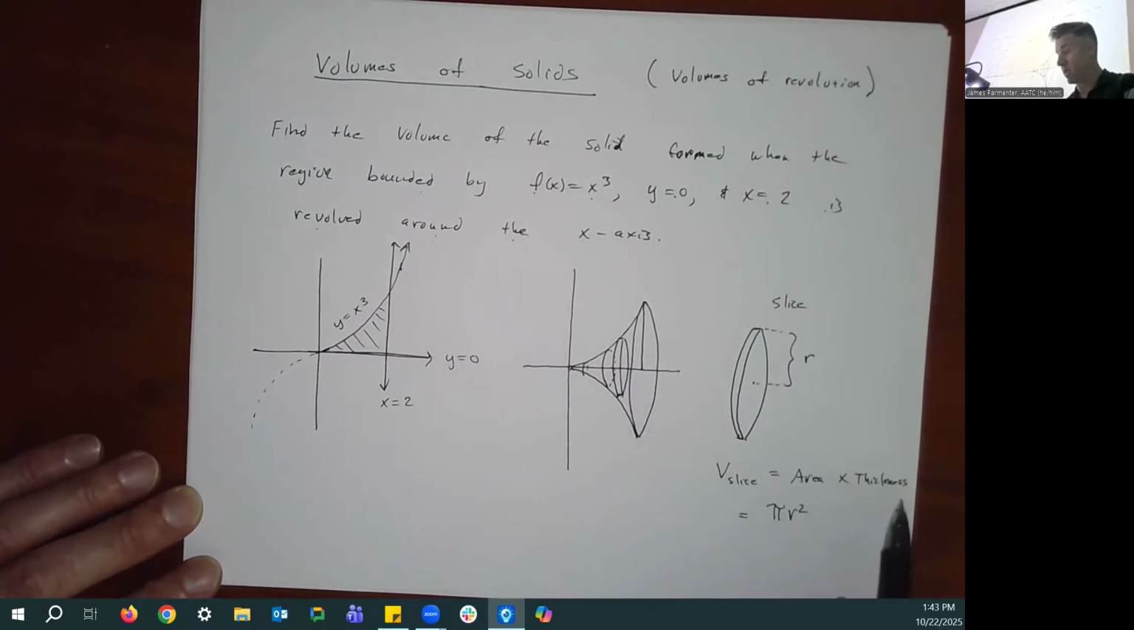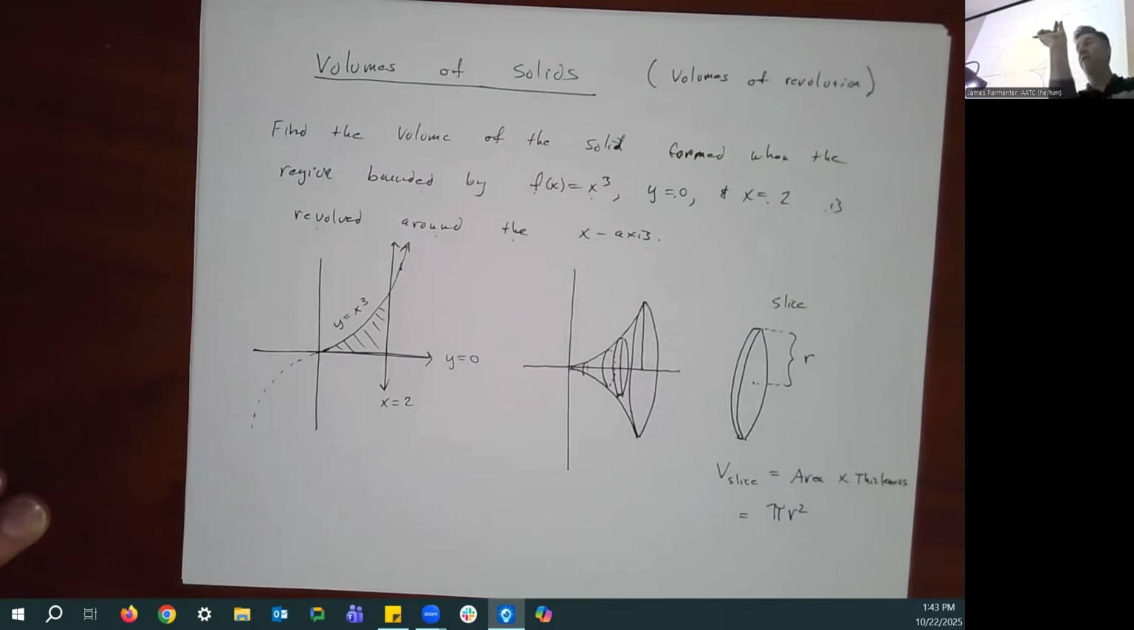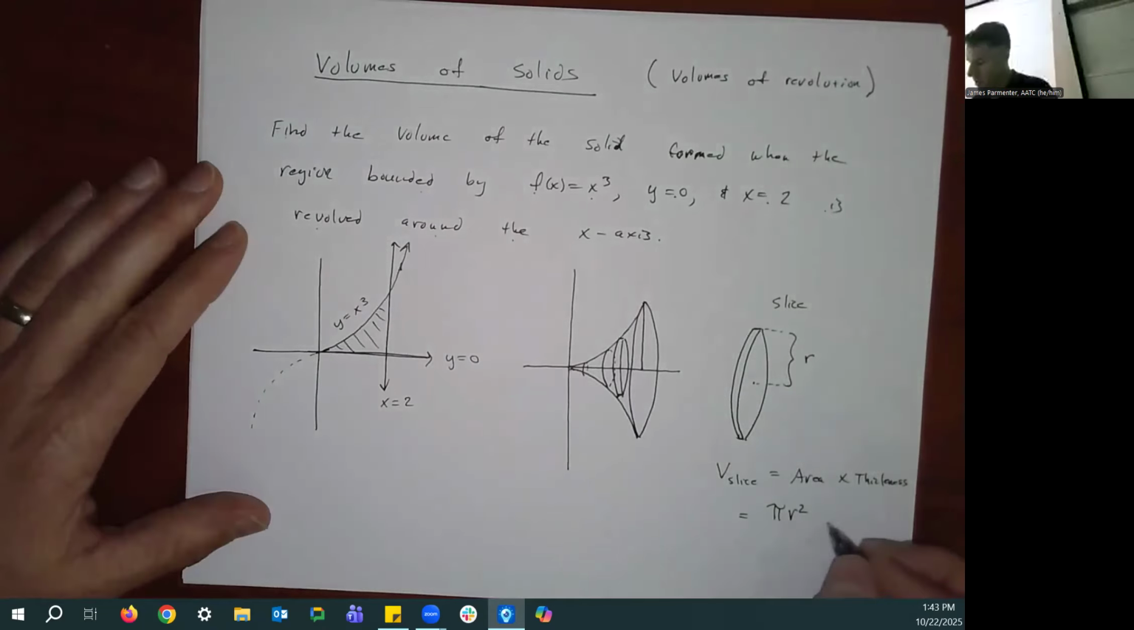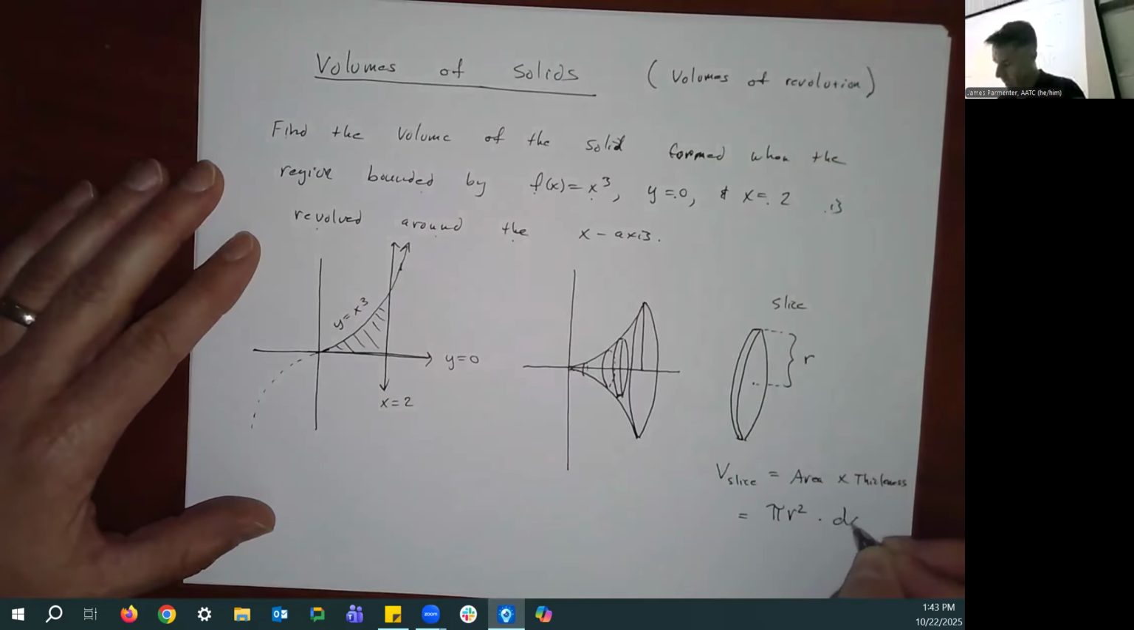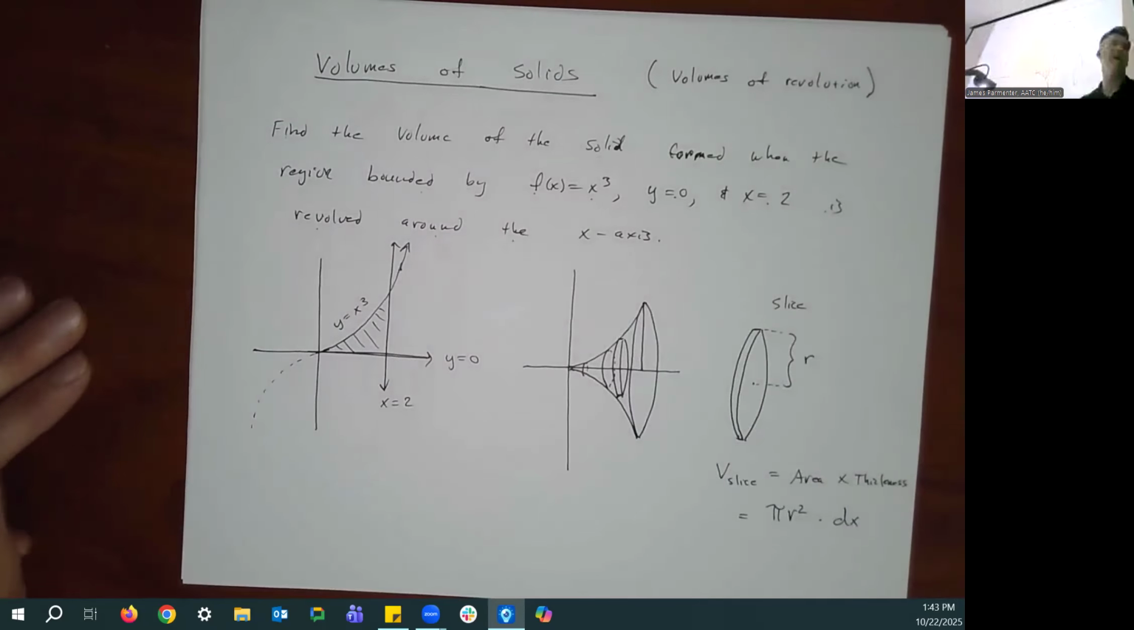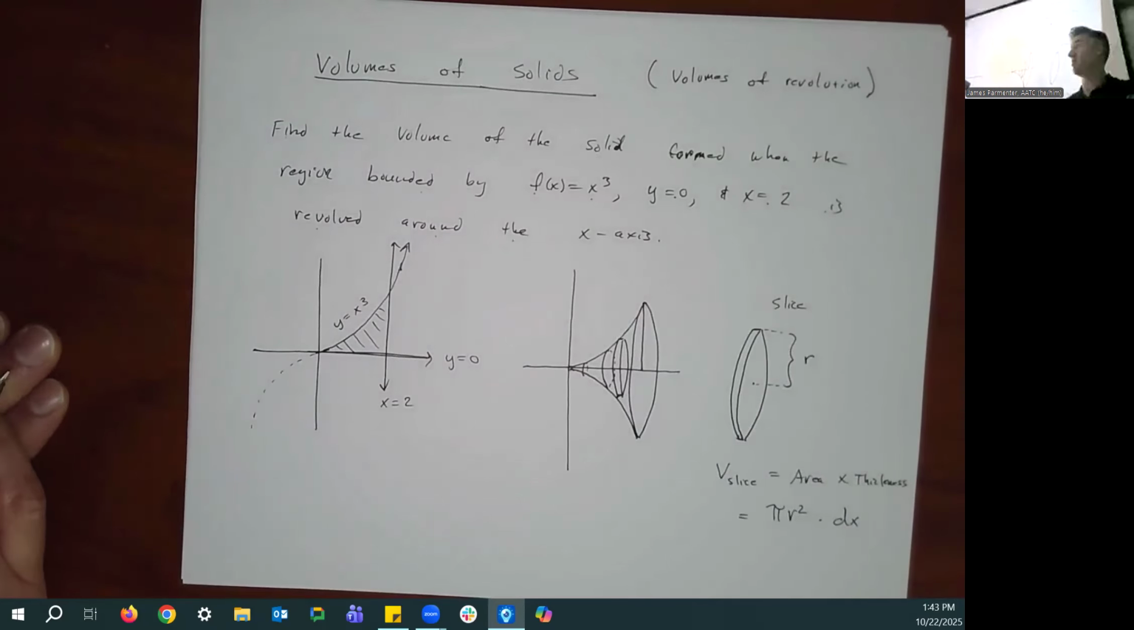And the thickness is a very, very small change in x, right? You've got some little motion in x here. So our thickness is going to be dx. You could say delta x if you wanted to. I'd say dx because I know this is going to go in an integral.